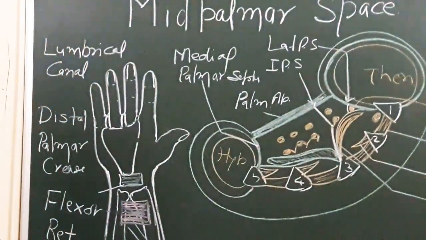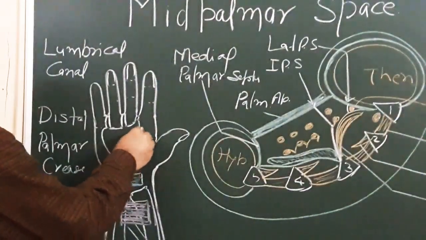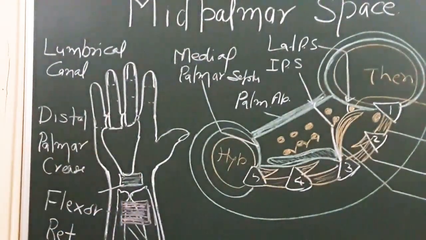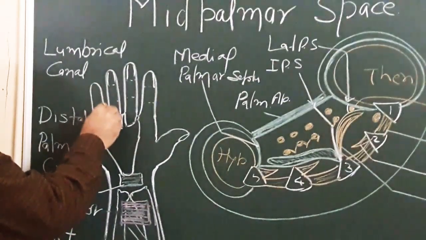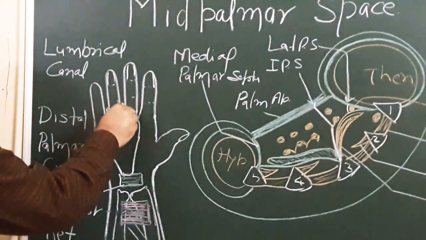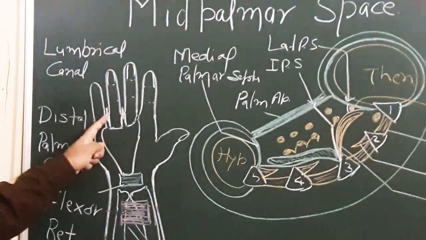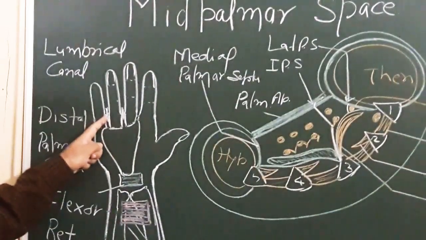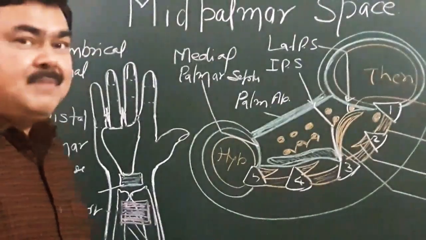If this space is infected, then pus can be drained by making an incision over the third or fourth web space. So this is all about the mid-palmar space.